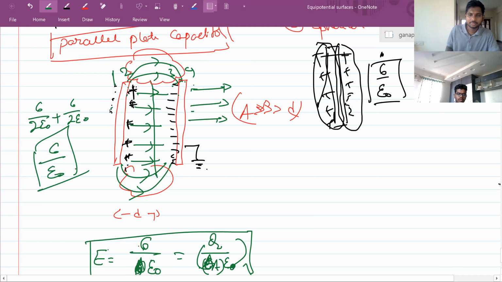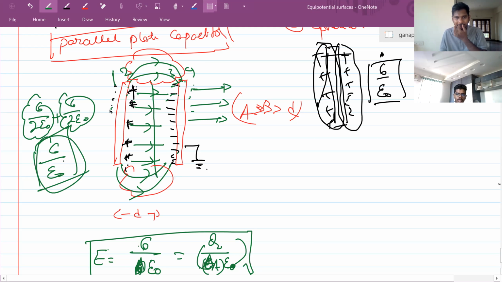Got it? First plate, second plate, electric field, how will it be there? It will be going away from the first plate, and it will be towards that other plate. Second plate electric field will be towards that plate only, because negative charge attracts field. So sigma by 2 epsilon naught due to this plate and sigma by 2 epsilon naught due to this plate, both of them will add and we will get sigma by epsilon naught. So that's what we studied.